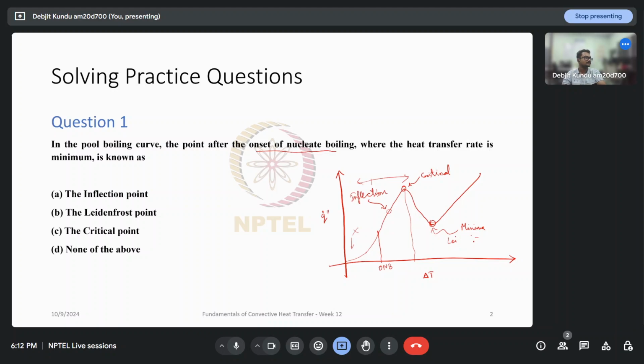So I'll remove this question mark. Sorry. This is the Leidenfrost point.